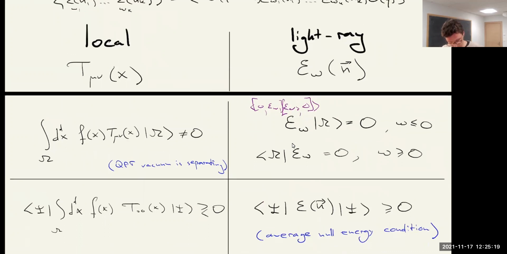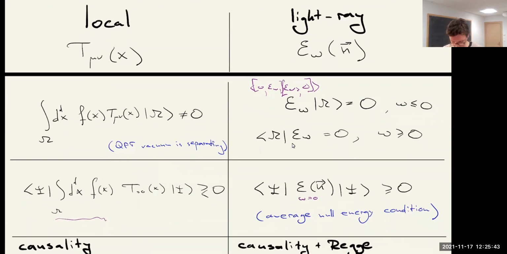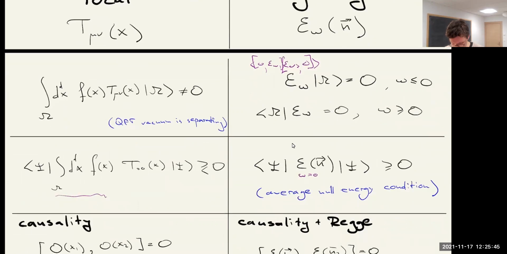Now, again, for local operators, we know that the energy is not bounded from below. There are states where the energy integrated over a bounded region can be positive or negative. And here we have the average null energy condition. Now for these omega not equal to 0, it's an interesting question how badly it can be violated, or what can be said about it. We haven't thought about it, so I will not say anything about it.